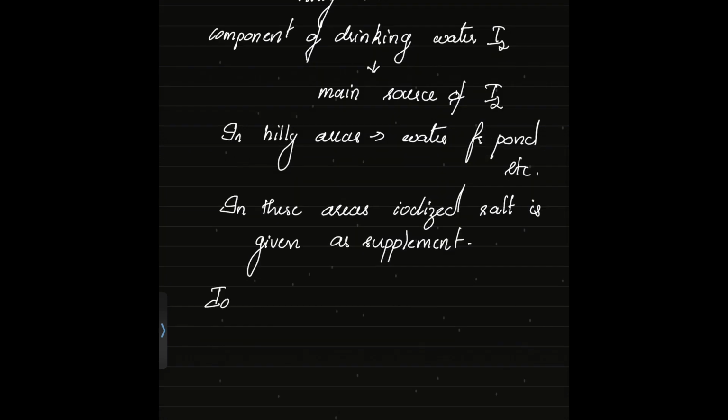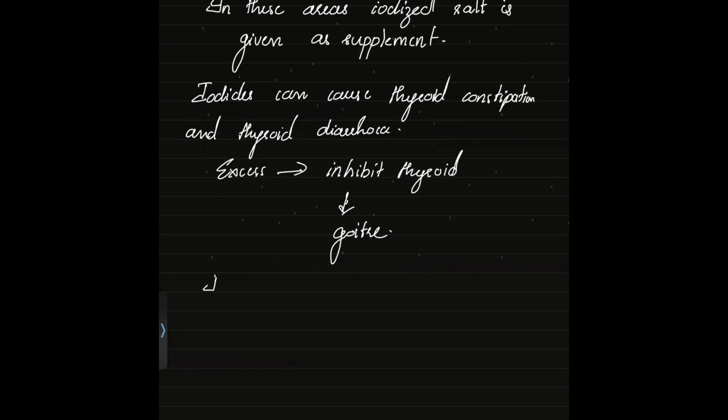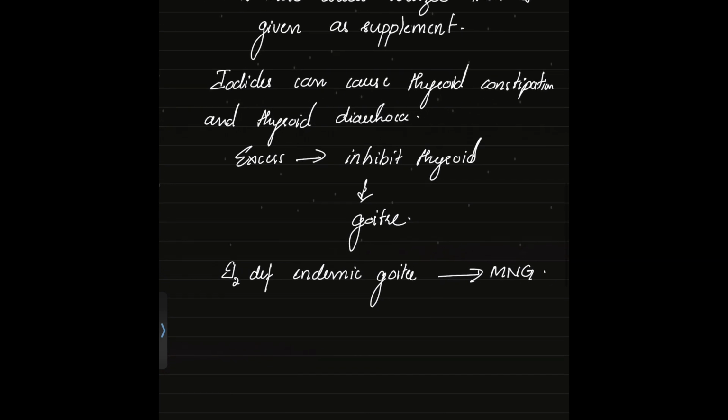But we here in the coastal areas do not require supplementation as iodized salt, yet we still take it. Iodides in excess can cause suppression of the thyroid. They can inhibit the thyroid, and this can result in goiter. So what will happen in endemic goiter? In iodine deficiency endemic goiter also, this will turn into an MNG because of the variable TSH stimulation.